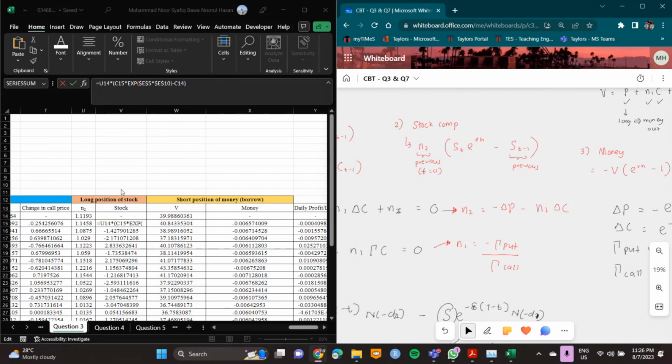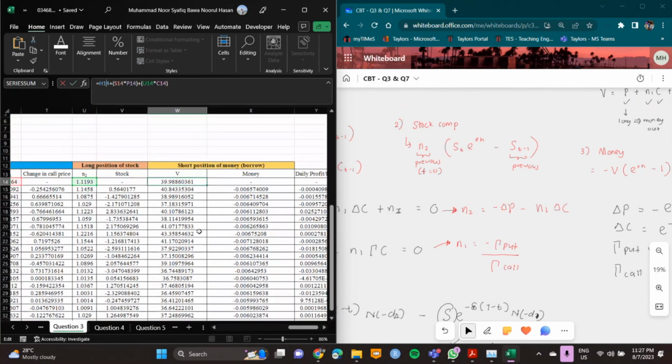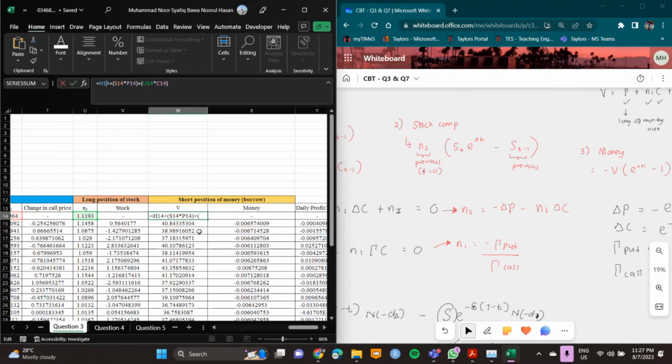So just apply that. We take the previous N2 times the current price of the day with the exponent delta H. H is 1 over 365 in this case. And again, once we have all the values, we can find the value of V. In this case, our V's are all positive for all 27 days, which means that we are borrowing.